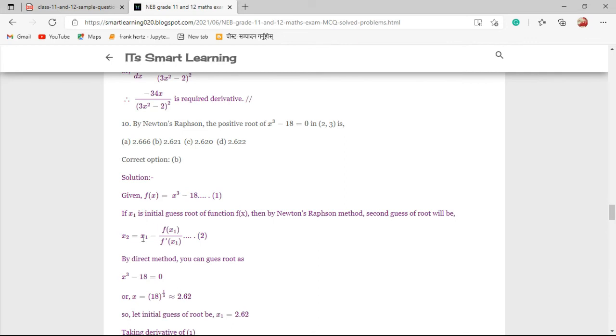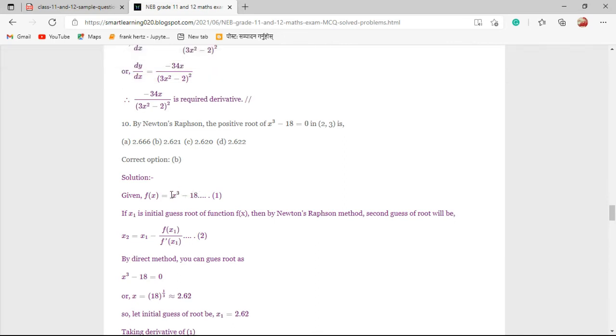The formula for the root given by Newton-Raphson is this one, which says if x1 is the initial guess root of function f(x), then by Newton-Raphson's method, the second guess of the root will be x2 equal to x1 minus f(x1) by f prime(x1). Here f prime(x1) means the derivative of this function, evaluated at the value of x1.